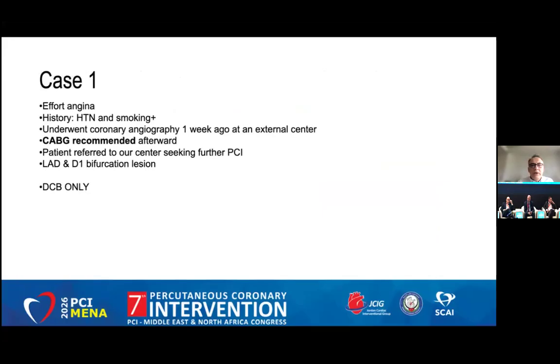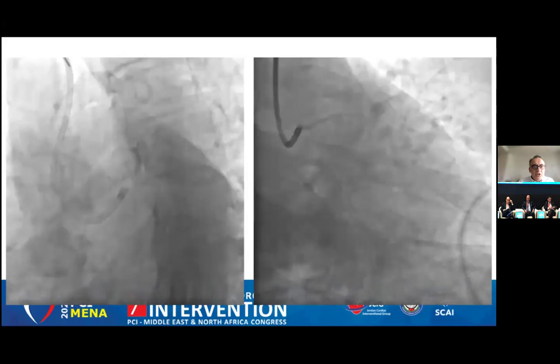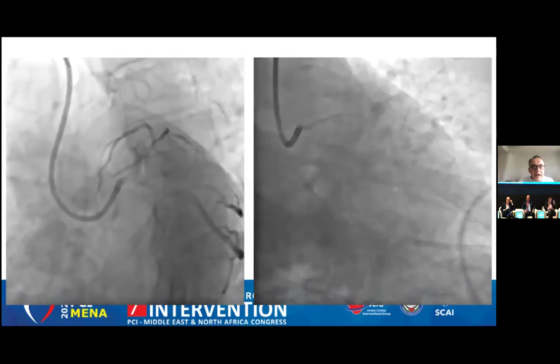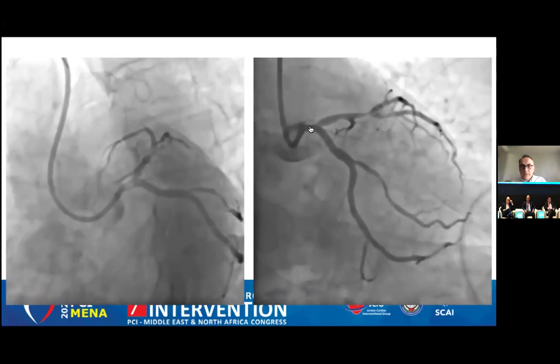I will show you a couple of cases very fast. This is case one. This patient has angina. We treat this patient's LAD diagonal. He didn't accept CABG operation. These are his lesions, spider view, epicaudal view.